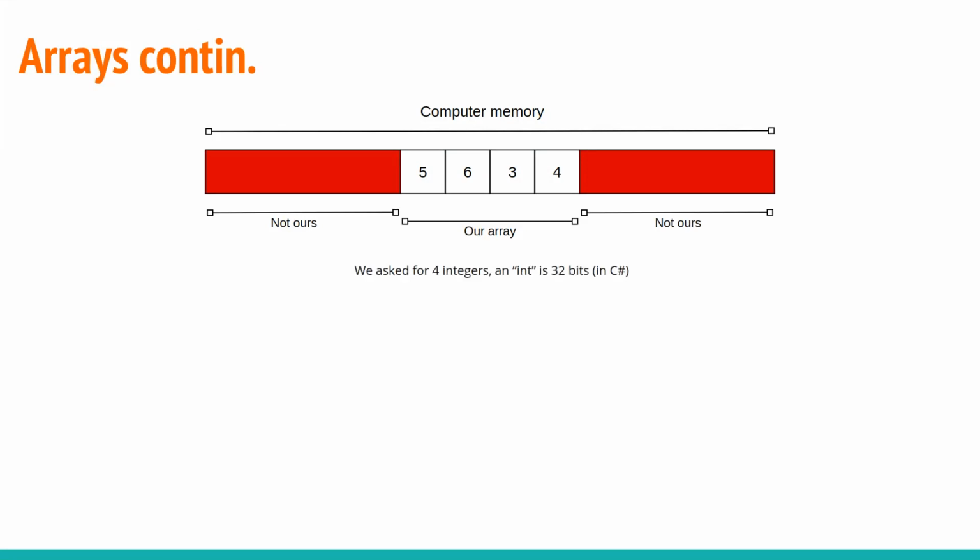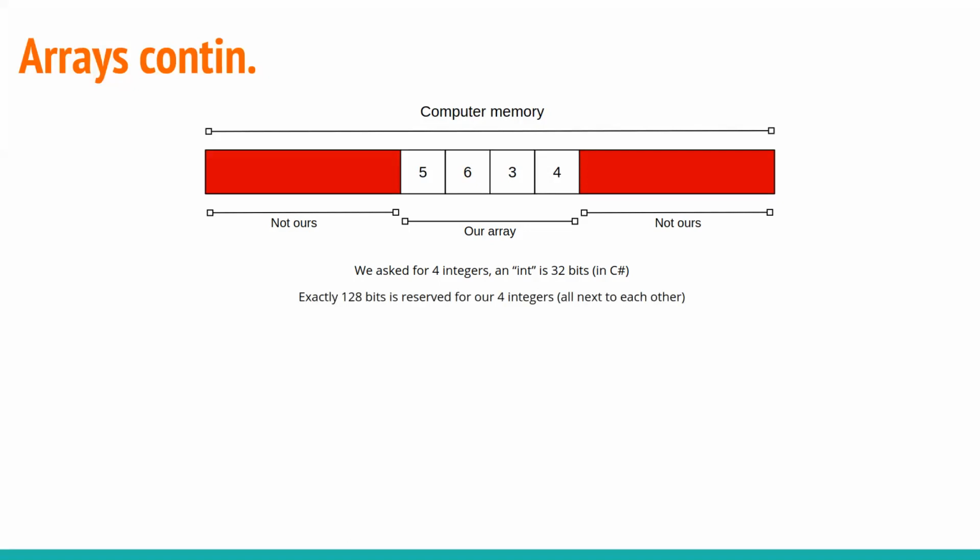We asked for 4 integers. An int is 32 bits. It doesn't matter what int we're talking about, right? A 0 is 32 bits. A million, 32 bits. 2 billion, 32 bits. Every integer is 32 bits. They're all the same size. It doesn't matter what integer it is.